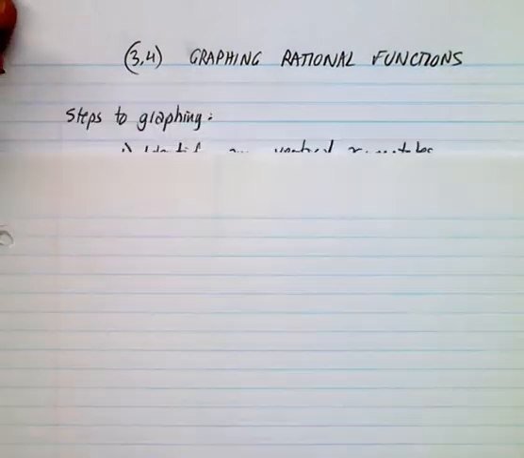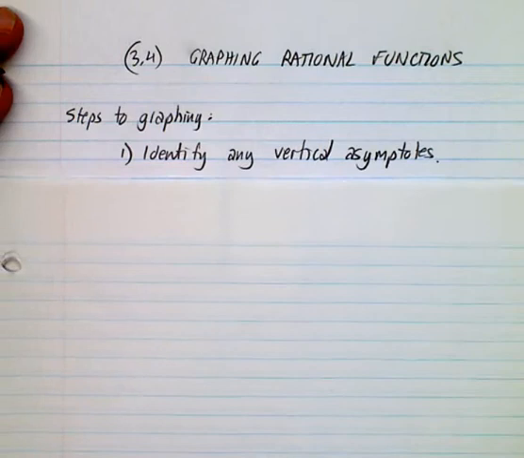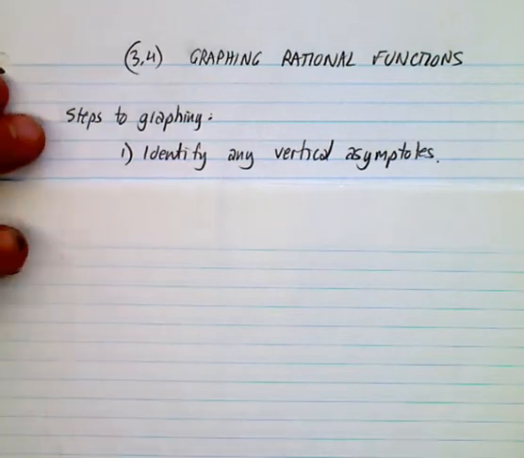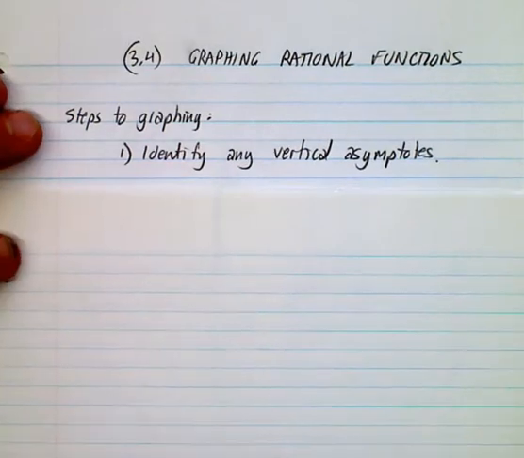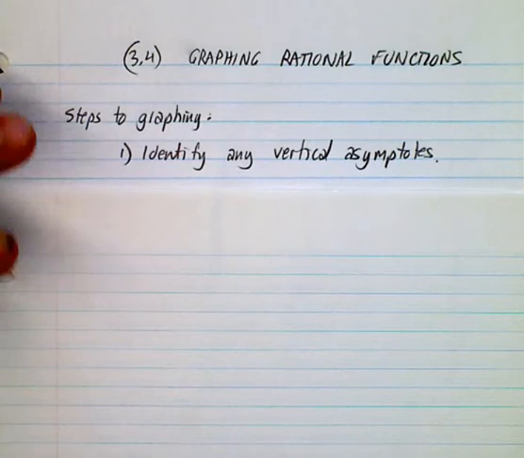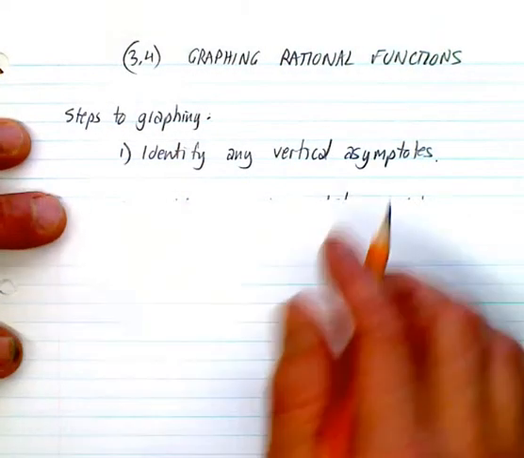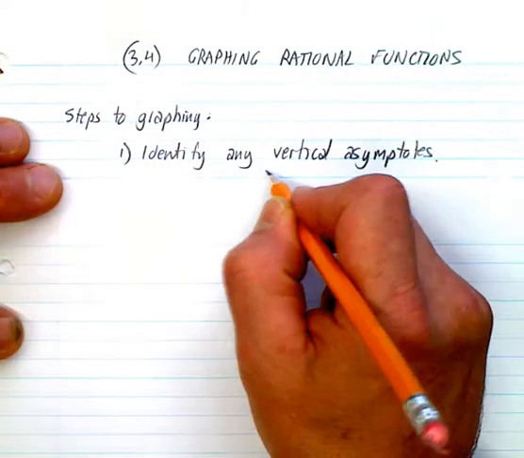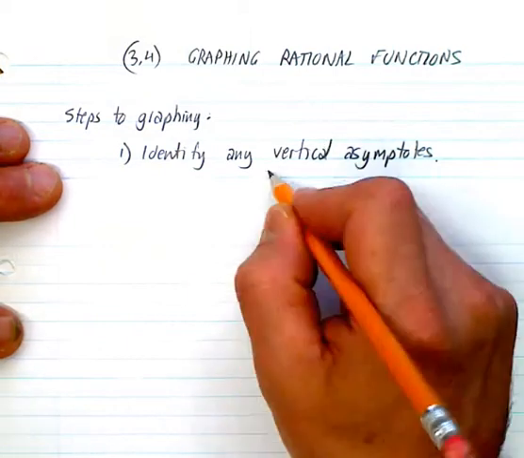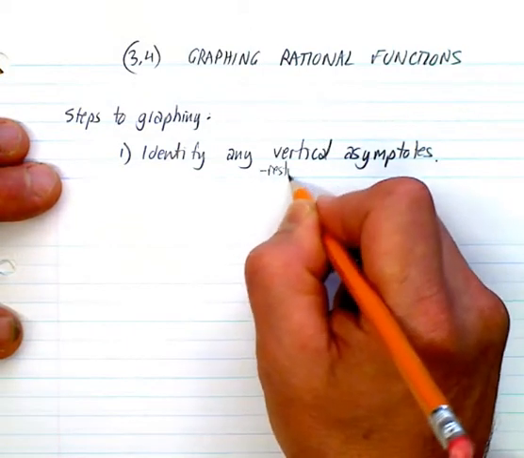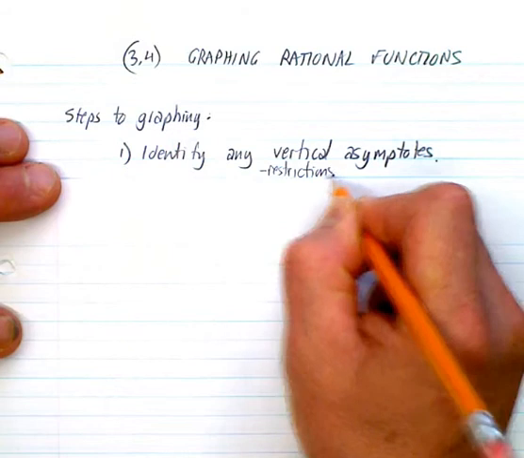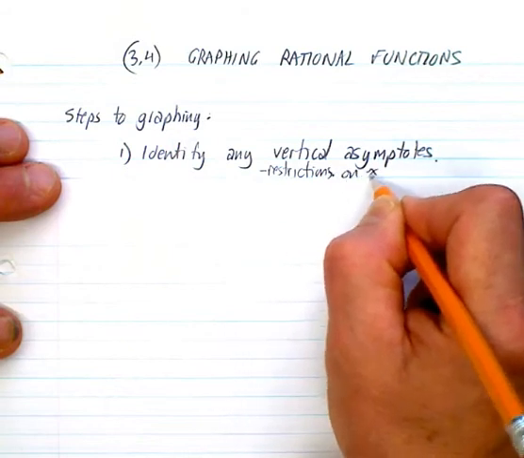So first of all, the steps to graphing. Identify any vertical asymptotes. Those occur where you have your restrictions. With these, what you're looking at is your restrictions on x, so those are in your denominator.